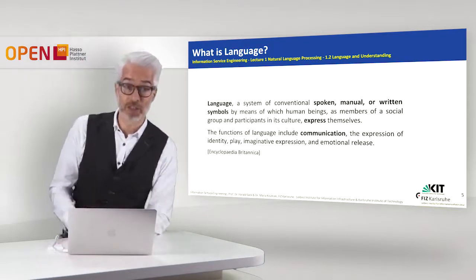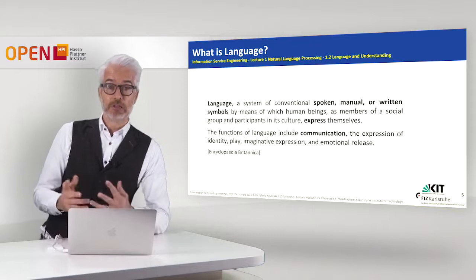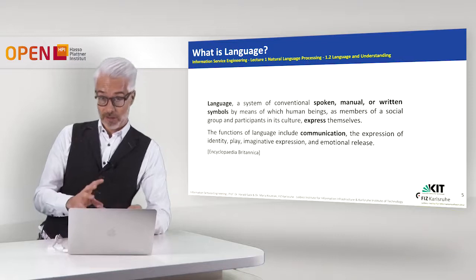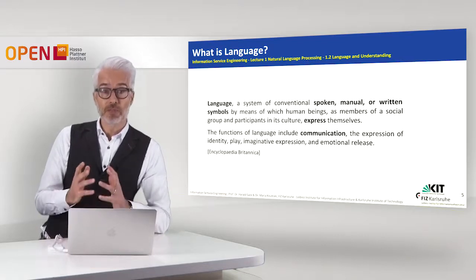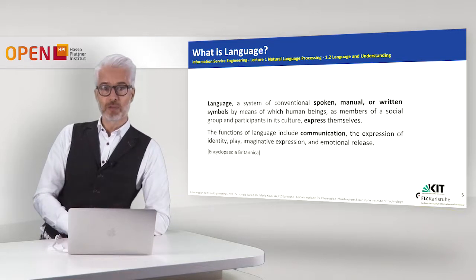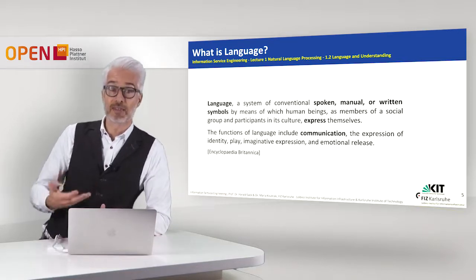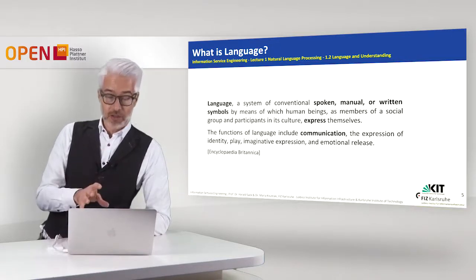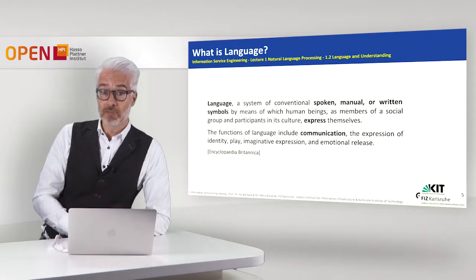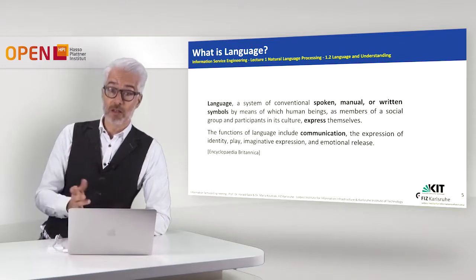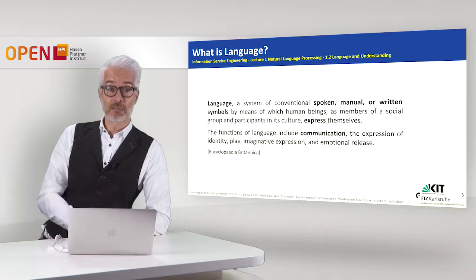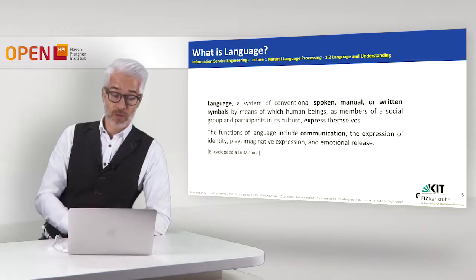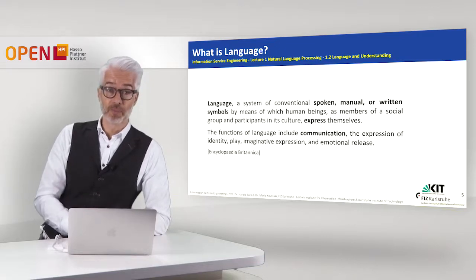Okay, so what is language? Language is a system of conventionally spoken, manual or written symbols, so also manual symbols, think of sign language, by means of which human beings as members of a social group and participants in its culture express themselves. So language is used to express something. And of course the function of language includes communication, which is the main purpose we are focusing here. Also the expression of identity, play, imaginative expression and emotional release. But we will focus on communication in a language.